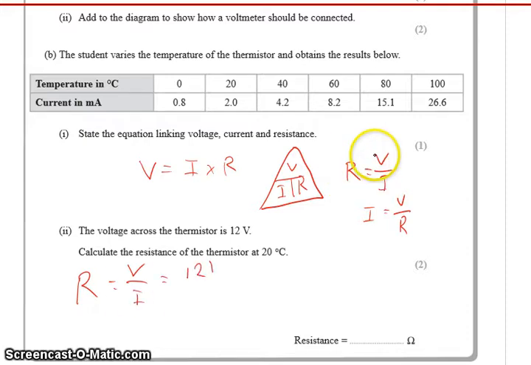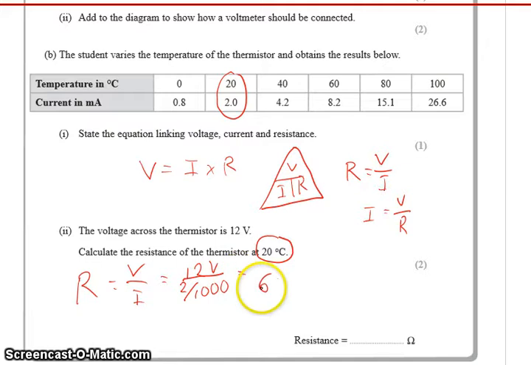The voltage is 12 volts. Now the current depends on the temperature. They've told us 20 degrees Celsius. So at 20 degrees Celsius, the current is 2 milliamps. Now 2 milliamps is not the same as 2 amps, so we need to make sure that we've divided that by 1,000. That's because there are 1,000 milliamps in an amp, in the same way that there's 1,000 millimeters in a meter. And if we do the maths there, we get 6,000 ohms as the resistance of the thermistor.